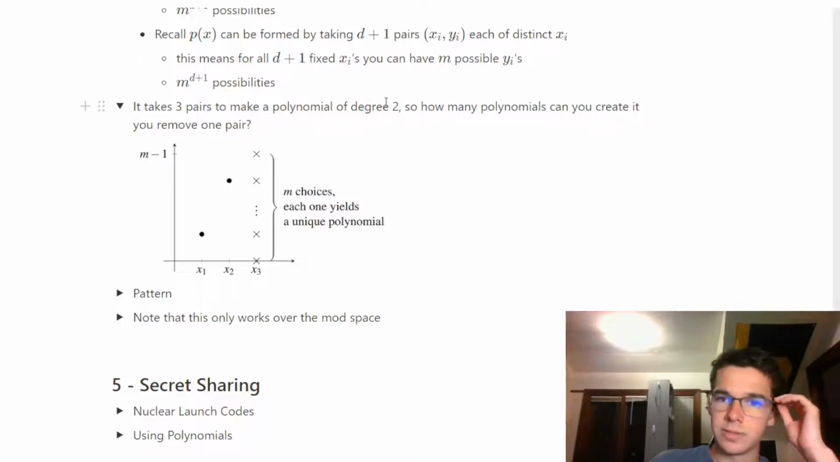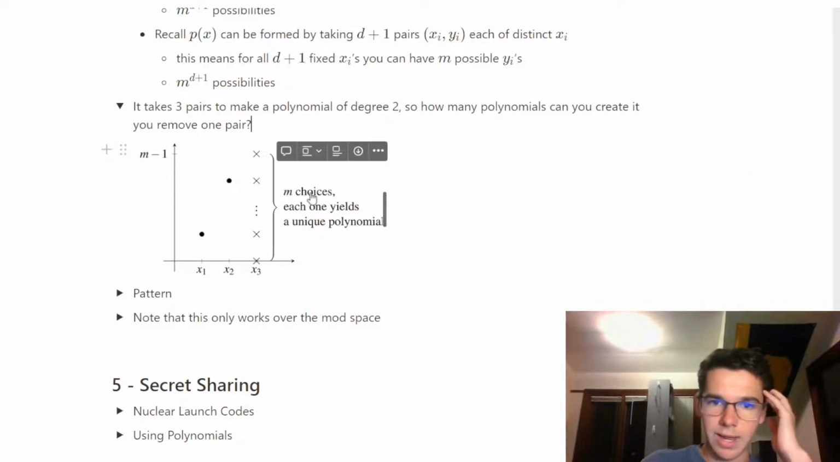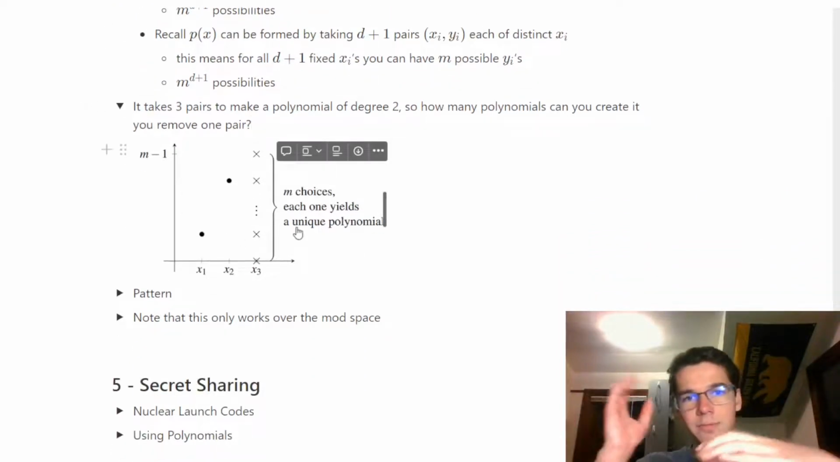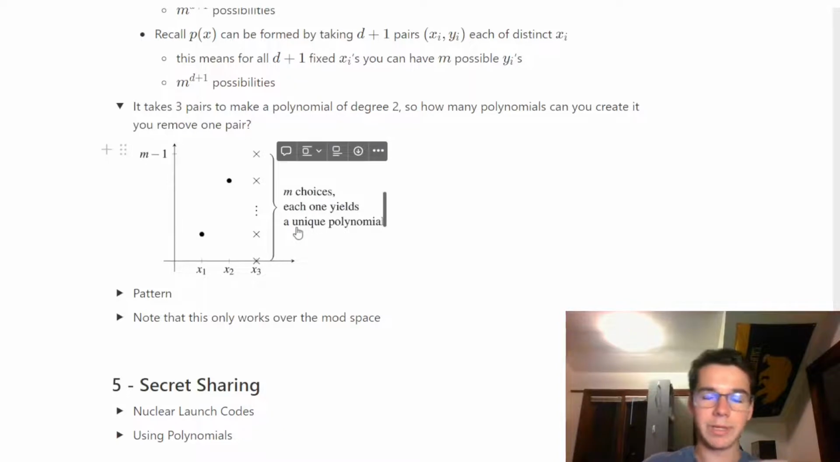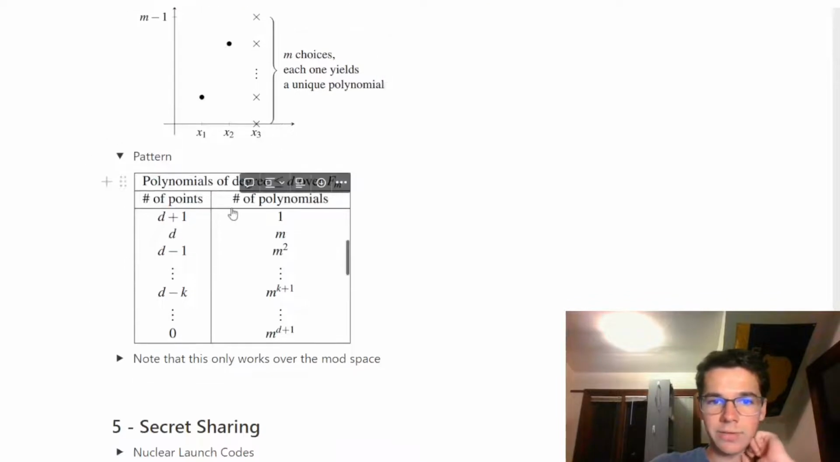make a polynomial of degree 2, right? So how many polynomials can you create if you remove one of those pairs? Well, if we are in the mod space, then there are m choices, right? Because we're modding by m. So we take off one of the pairs. We know what our x is supposed to be, but it can be any one of those y's that are in the mod space. And there's actually a pattern for this.